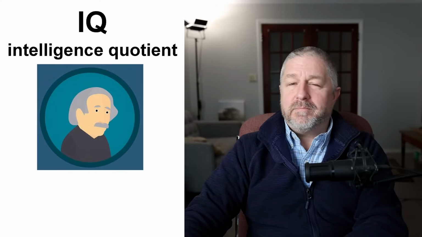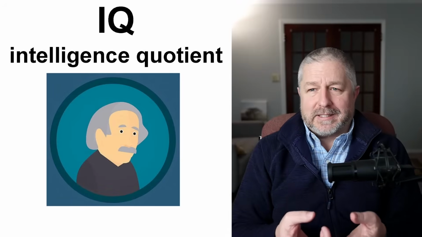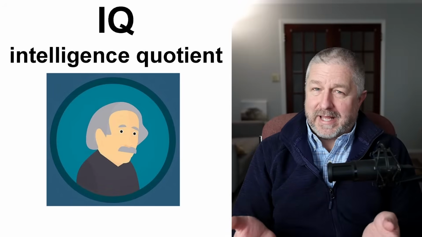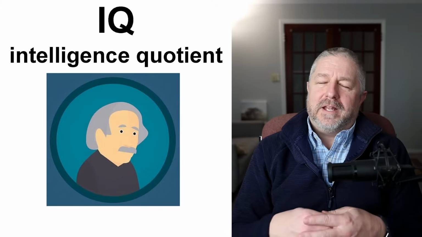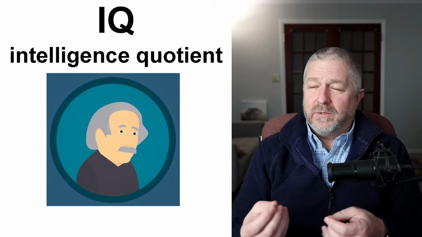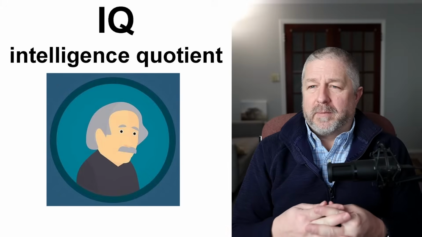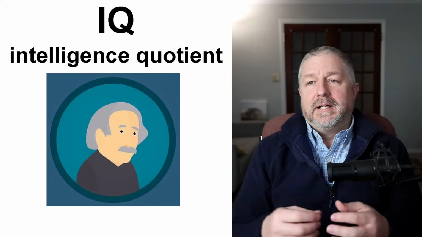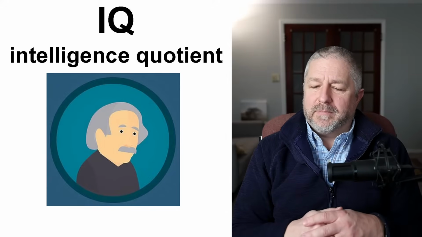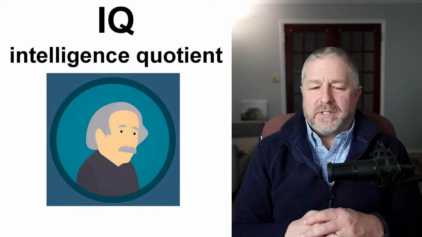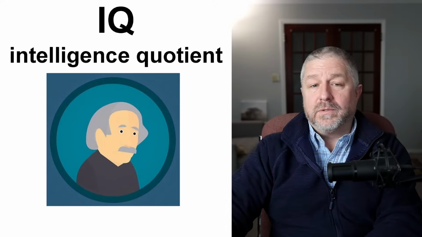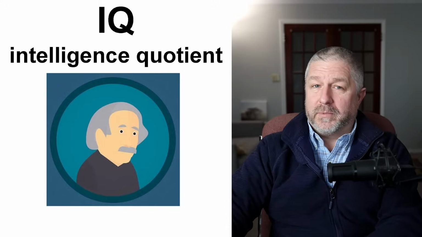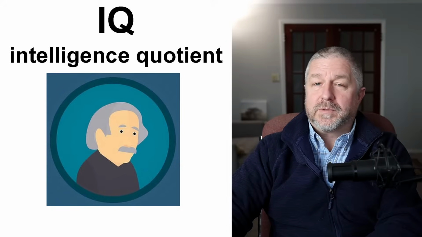IQ, intelligence quotient. This is a measure of how smart you are. So you can take an IQ test, an intelligence quotient test, and then you will know your IQ, which is a number. It's probably somewhere around 120, 130, 140 if you're really smart. I don't think it's used as much anymore for testing people's intelligence, but if you take an IQ test, it will give you a number and it will let you know how smart you are.